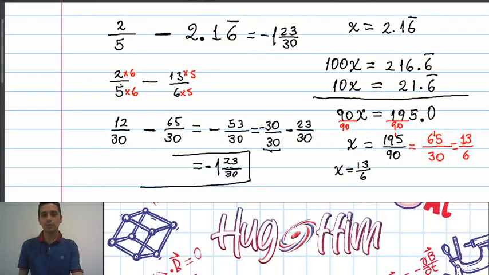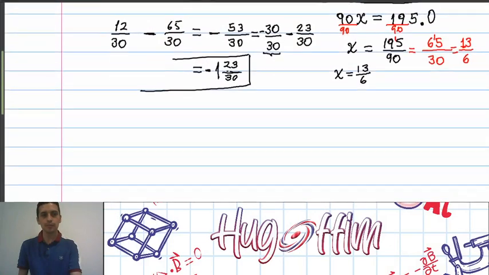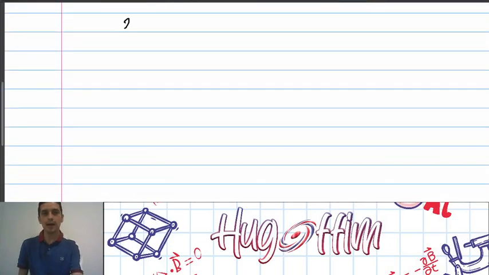Okay, so we're going to see how to do this exercise, but now converting into decimals. Let's go. So if I'm going to do it converting into decimals, I only need to convert my number 2/5 into a decimal.